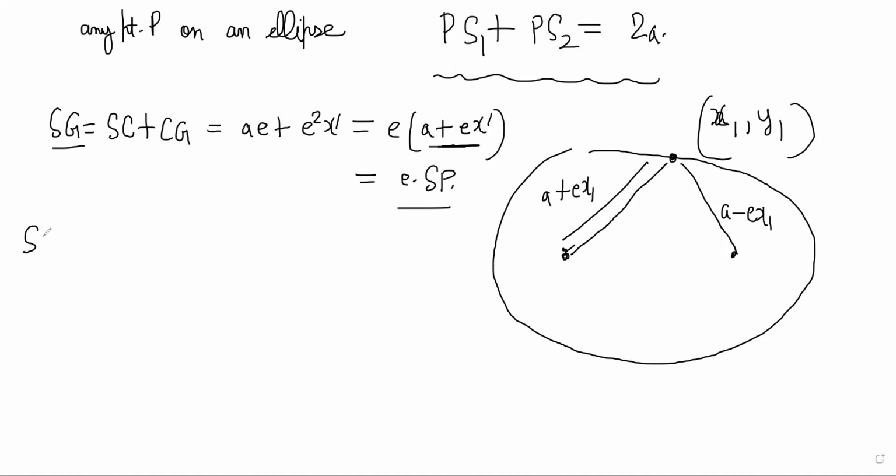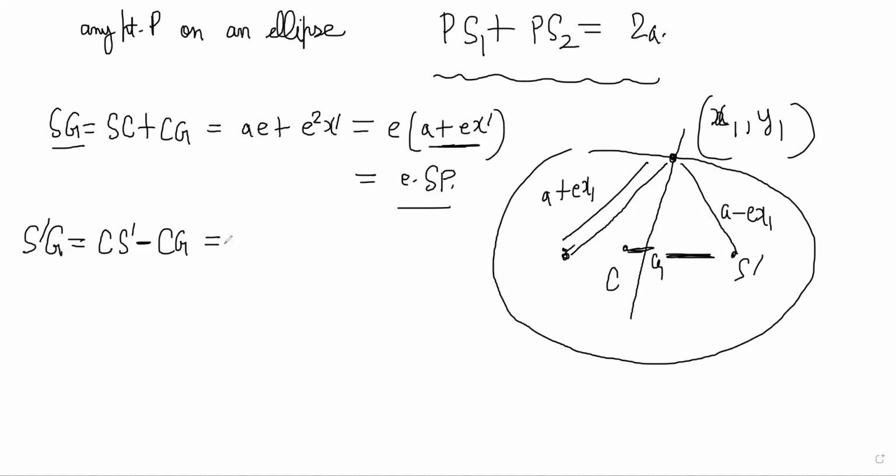And similarly, S dash G, if you say S dash was this focus, S dash to that G would be basically CS dash minus CG. G was the point where the normal intersected the axis, right? So let's say the normal intersects with the axis here. This is G, this is the center. So you're saying CS dash minus CG is equal to S dash G, right?